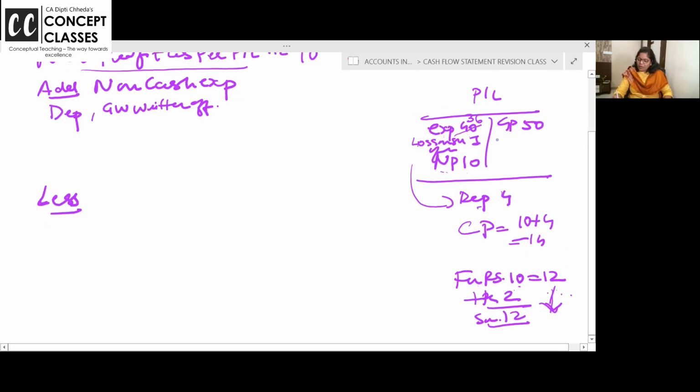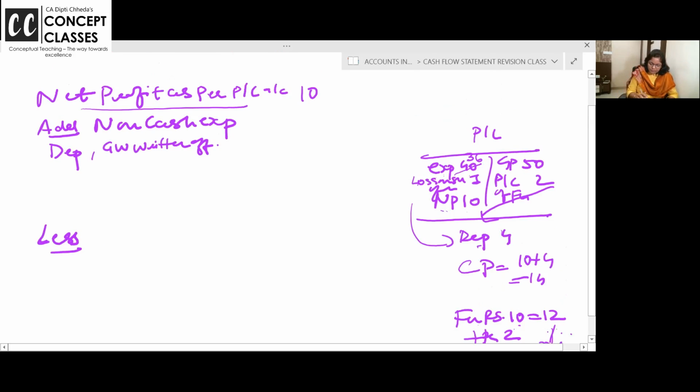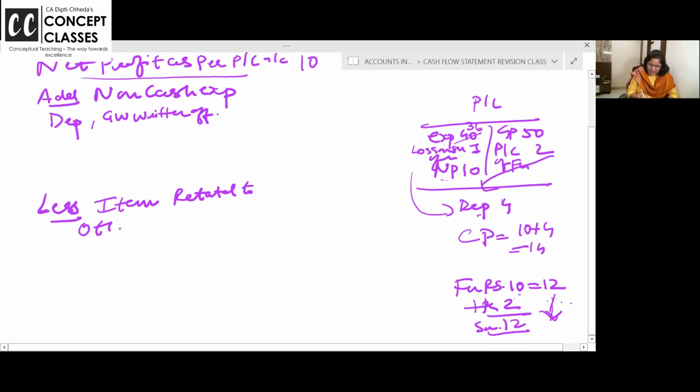So the 2 rupees profit is credited in the P&L account: profit on sale of furniture, and 2 rupees is a part of 10. So what do you do? Remove it. Items related to other activities, remove.